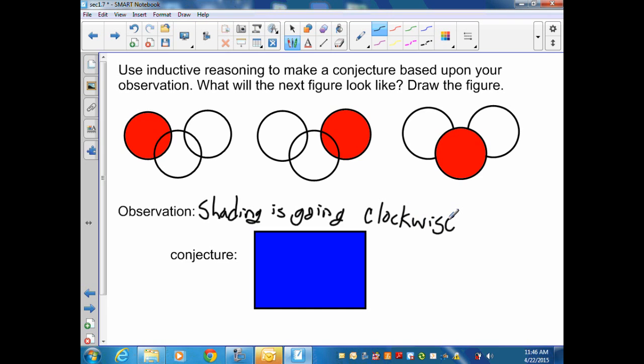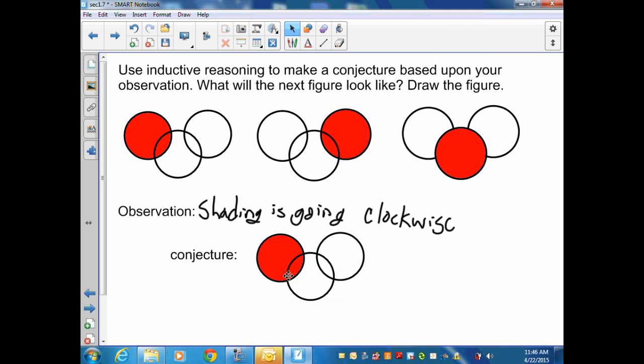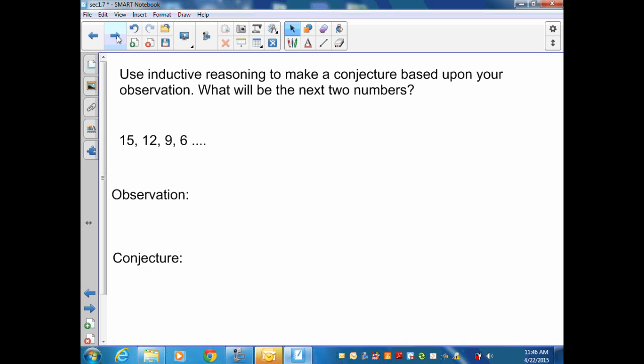Therefore, it should repeat the pattern. And if that is the case, my next figure should look like this. In other words, it repeats the pattern. Here, I can do number sequences. So let's take a look at another example.